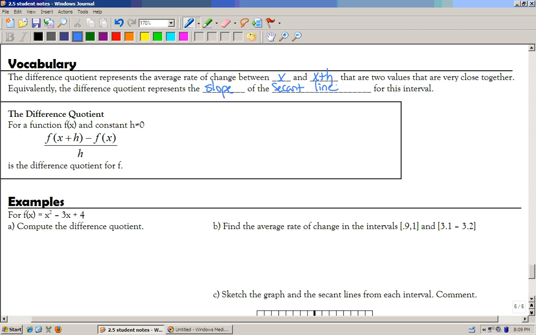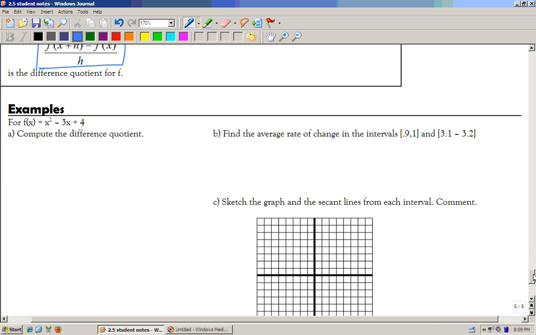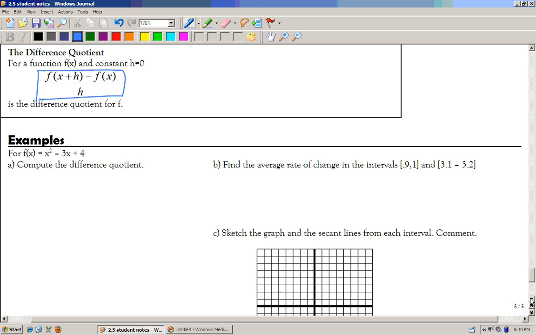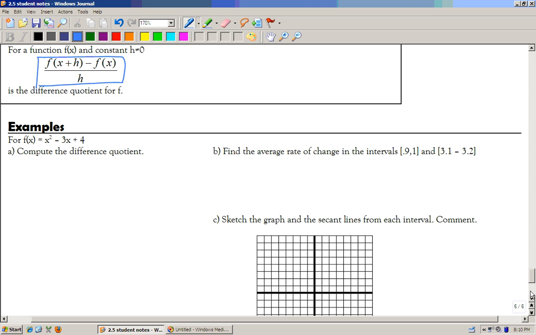It's what we just graphed on the last example. So this is the formula in order to find the difference quotient. You're going to plug in the value of x plus h into our function, and subtract the value of x plugged into our function, and divide it by h, the difference between those two units. So if we're looking at this example, I'll leave that formula up there at the top so we can see it. We're going to compute the difference quotient.